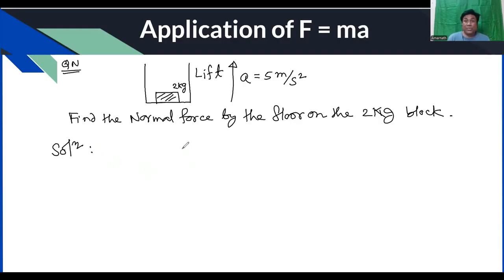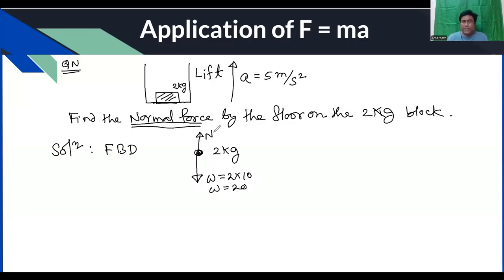See, first of all, we should draw the free body diagram of the object. Say this is 2 kg. Now you see, 2 kg is experiencing one gravitational force, which is equal to mg. That is nothing but 2 into g. The g value we always take as 10 only. So weight equals 20 Newton. And second thing, the surface is giving it an upward normal force. That's the value we are going to calculate, the force given by the floor.